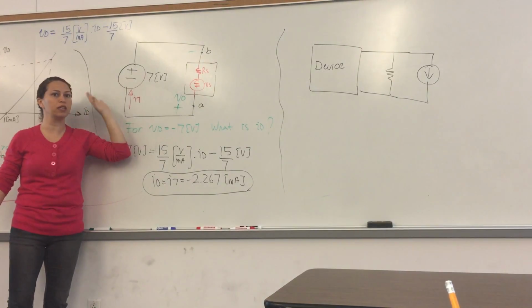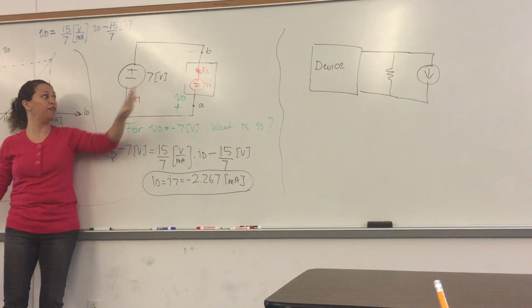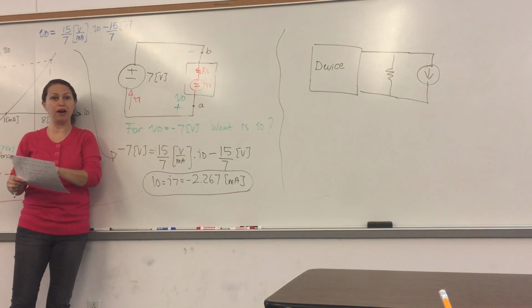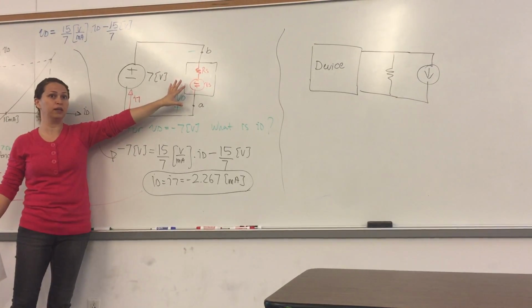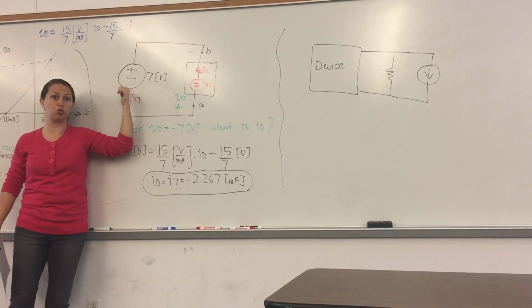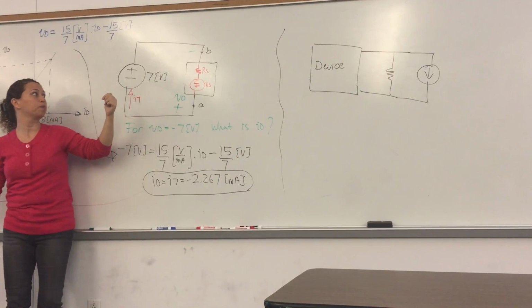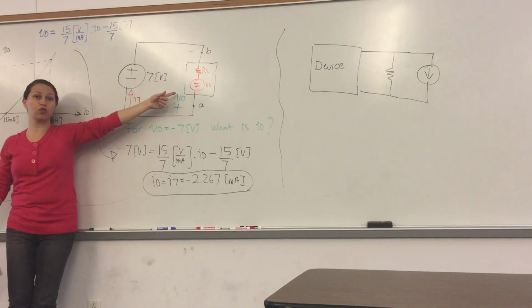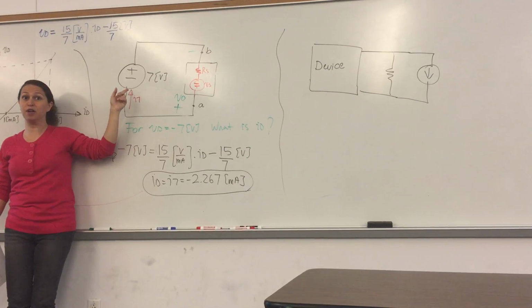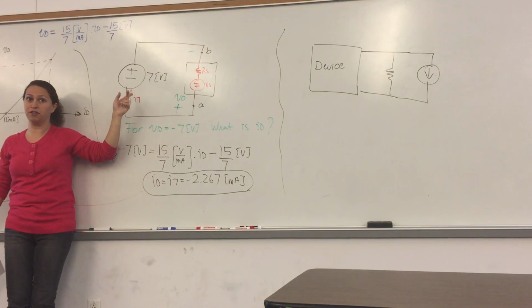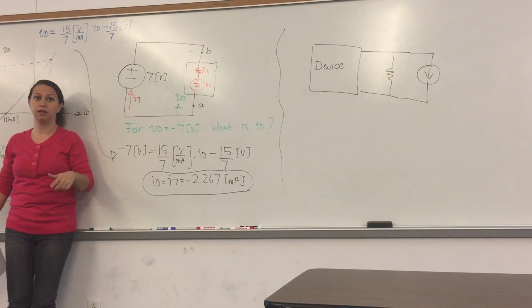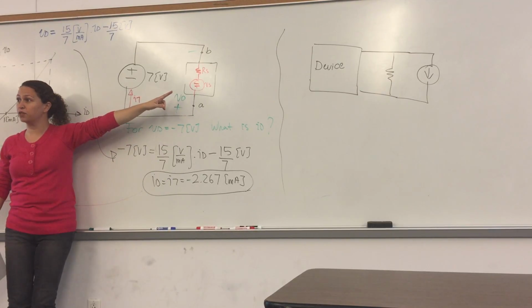Now, in that circuit, how many components do we have? If you count this device as one, because we're talking about the power absorbed by the device, right? There is the device and then the 7-volt voltage source, right? Now, if this one is delivering power, what should this one do? Absorb it, right? So the power delivered by this one, doesn't matter if it is positive or negative, it's going to be equal to what? Power absorbed by the device, right?